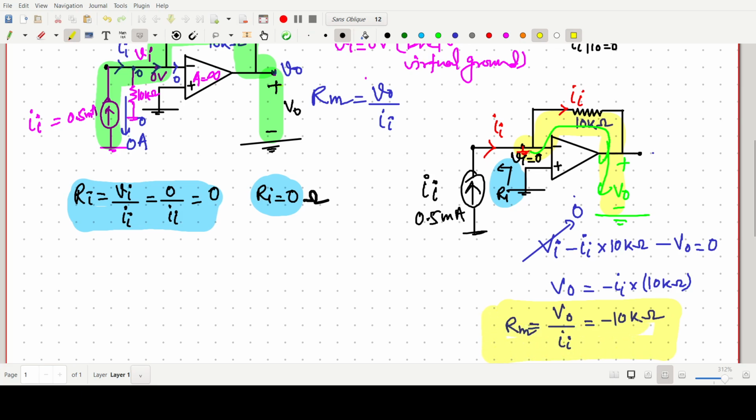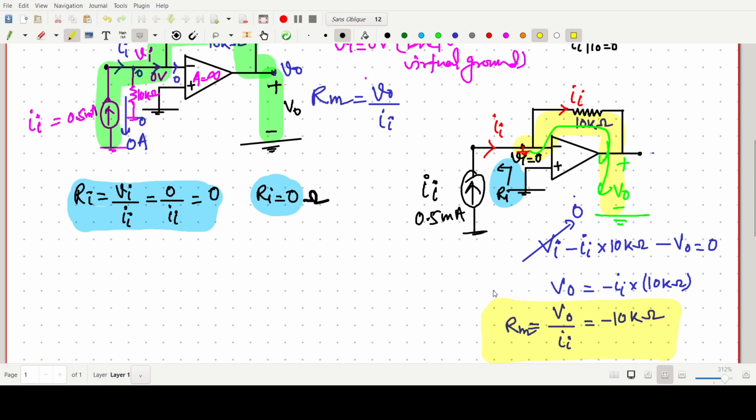So the value of the transresistance Rm is found simply by applying KVL. We have assumed that this one is a ground, or some voltage is there. So Vi minus Ii into 10 kilo ohm minus V naught. So Rm is V naught by Ii, keeping I naught 0. So it should be around minus 10 kilo ohm.